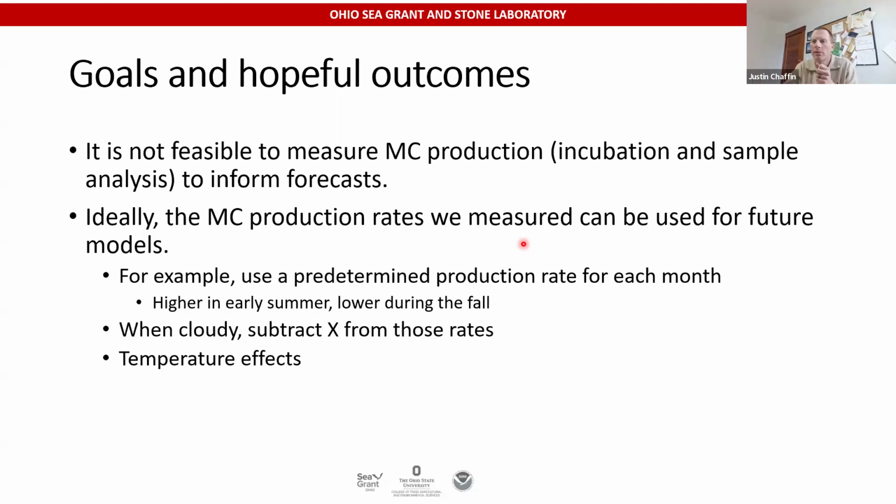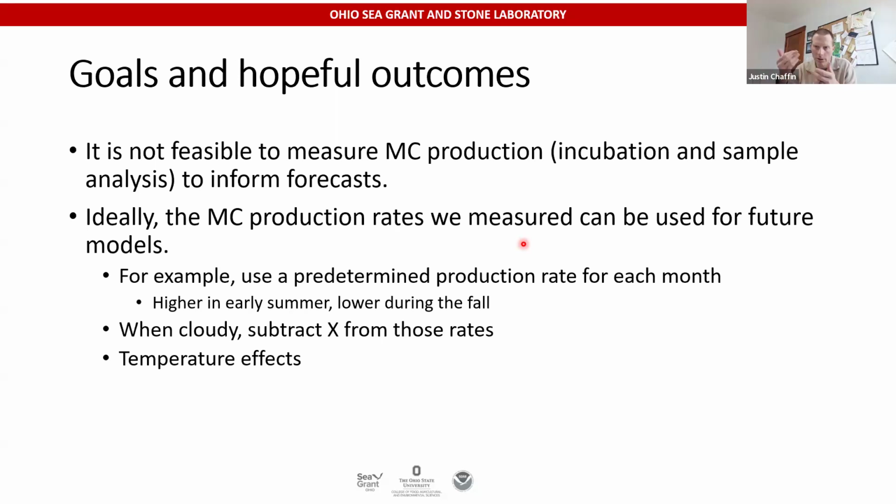So ideally, what we get from this work is that we learn microcystin production rates that can be used to inform future models. For example, maybe we'll figure a predetermined production rate for each month, which might be higher early summer and lower during the fall.